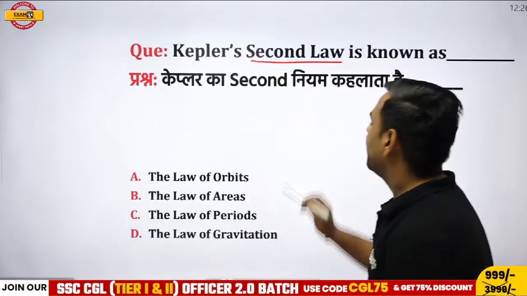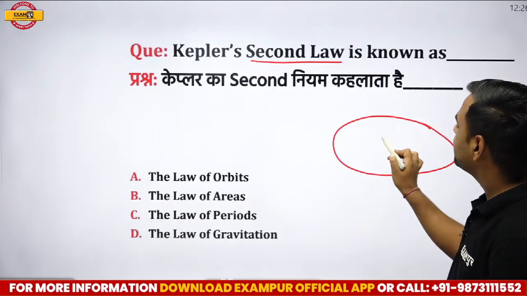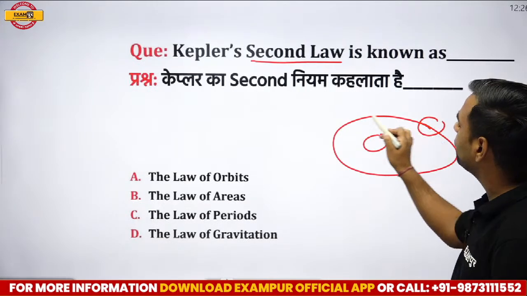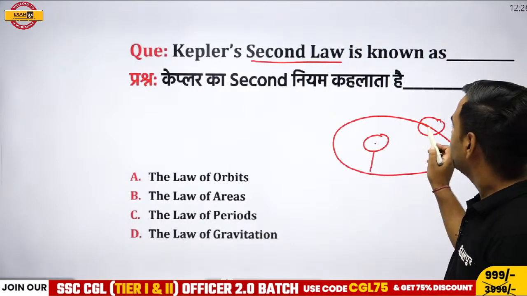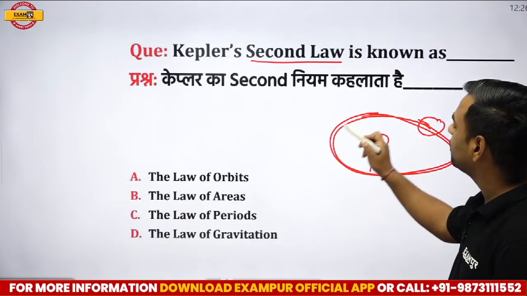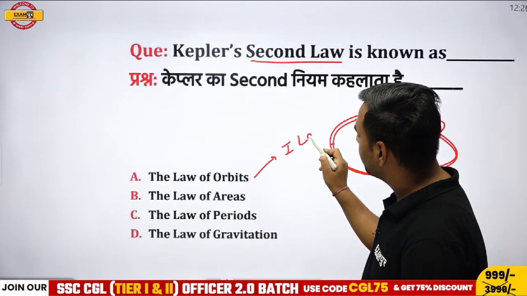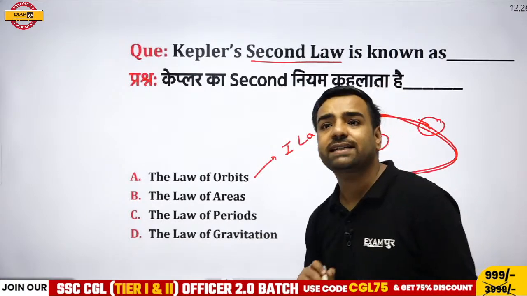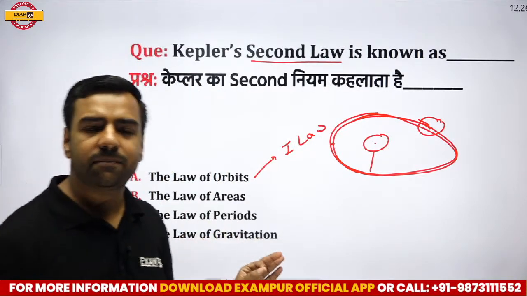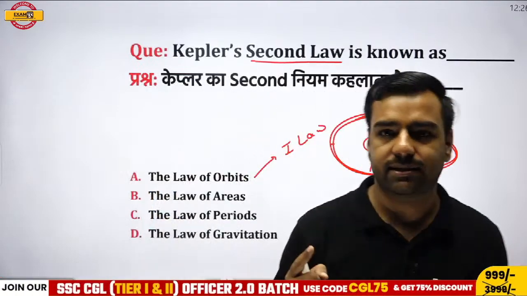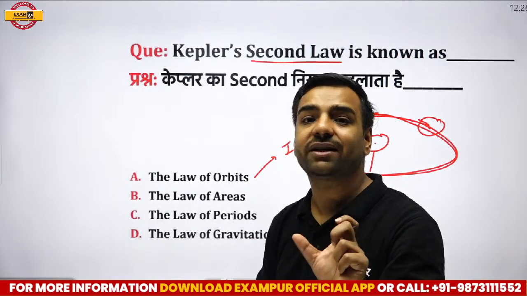Let's understand. Kepler's first law stated that all the planets revolve in an elliptical path, where the sun is at its focus. Since we are talking about this elliptical path, we are talking about orbits over here. So this was the first law. Now, if I talk about the second law, what was that? In equal intervals, that is in equal time, they are sweeping equal areas. This was the second law. So the second law was related to areas.